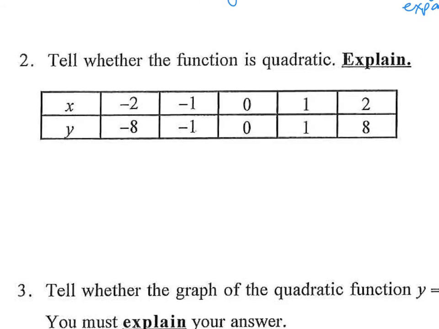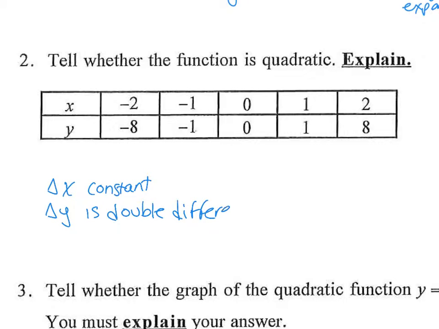When we have a table, we have to remember that in order to check to see if something is quadratic, what am I looking for? I am looking to see that the change of x is constant, and that the change of y is a double difference or a double sum. We're looking for the double difference to be the same.